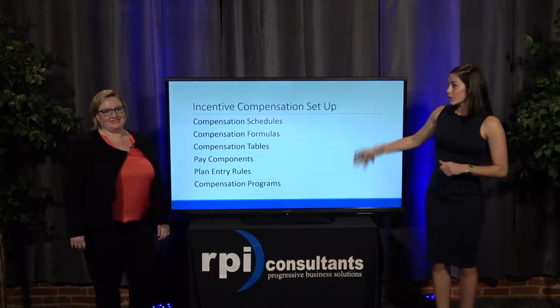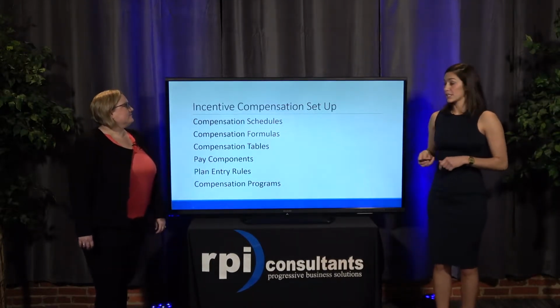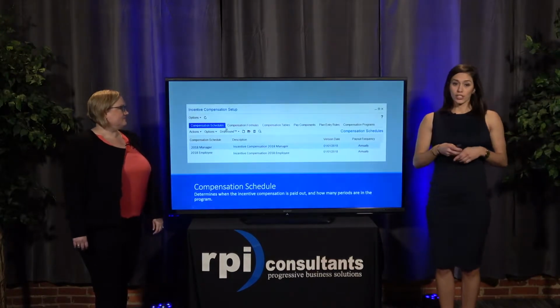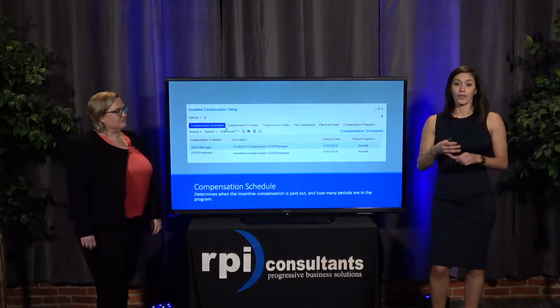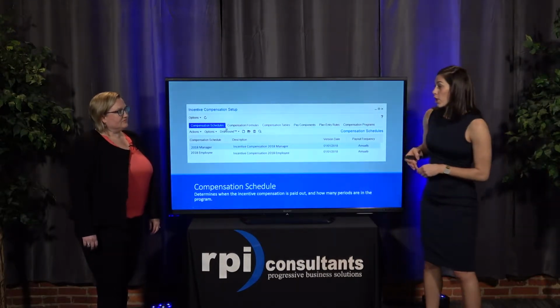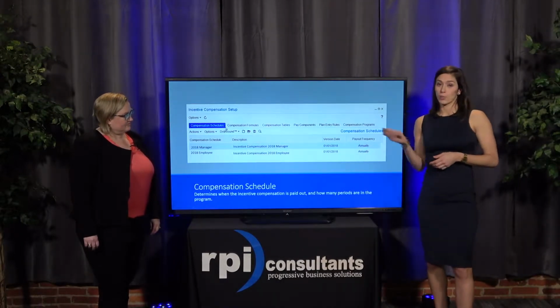So we're going to walk through each of the tables that you need to hit when you're doing incentive compensation setup. First one is compensation schedules. So this is where you define how often these bonuses are happening. Are they quarterly? Are they annual? I have 2 examples here, and the payout frequency for each of these is both annual here.